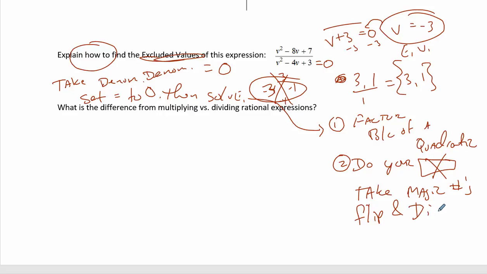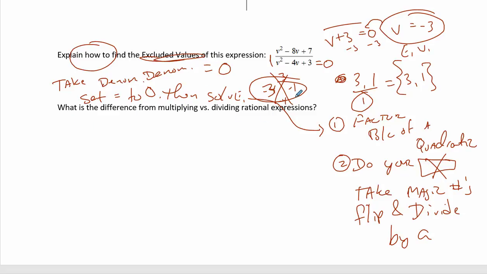and divide. Divide by what? Some of us were forgetting. Divide by a. In this case, a is 1 with the v squared is 1, so I'm dividing, and that's why I put a 1 right there. Okay, so divide by a. So there you go. Those are your steps. That is how you find excluded values in that expression.